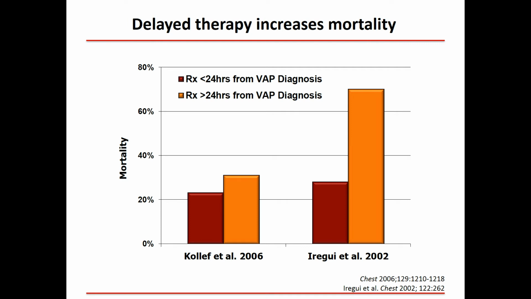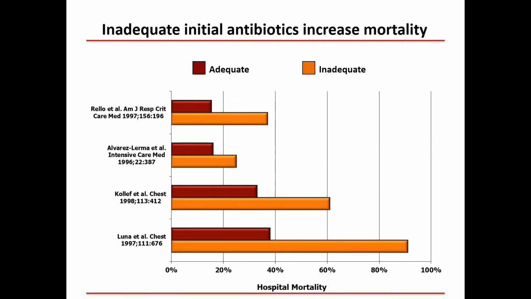So for example, here are just two studies of many that are out there showing that a delay in time until therapy can be associated with an increase in mortality rates. There's analogous data showing that inadequate initial antibiotics increases mortality. So at first blush, these data would suggest we ought to be treating right away and aggressively with broad spectrum agents any patient whom there's a suspicion of VAP.